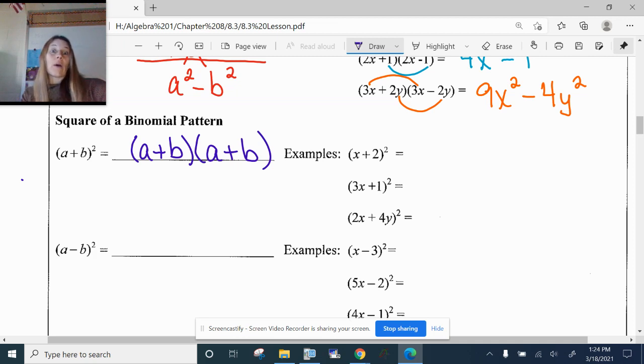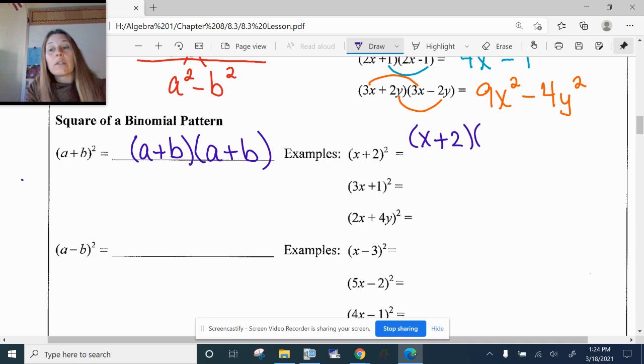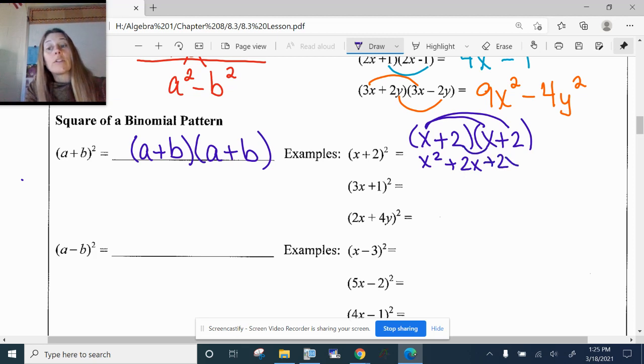You can just do it that way. But let me show you how the pattern works with an example with actual numbers. So if I have x plus 2 times x plus 2, when you multiply this, you would get x squared plus 2x, and then you would get another plus 2x. You're going to get the same thing twice in the middle.